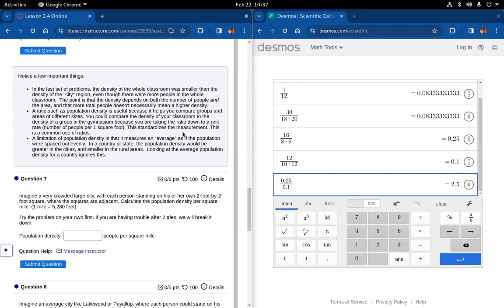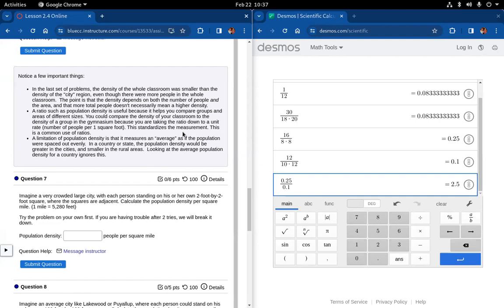But typically when we're talking about population density, it's for areas like whole cities and whole counties and whole states and whole countries, which are massive areas. And so square feet doesn't make sense anymore when we're talking about these big areas. And so it's usually going to be in square miles or square kilometers.